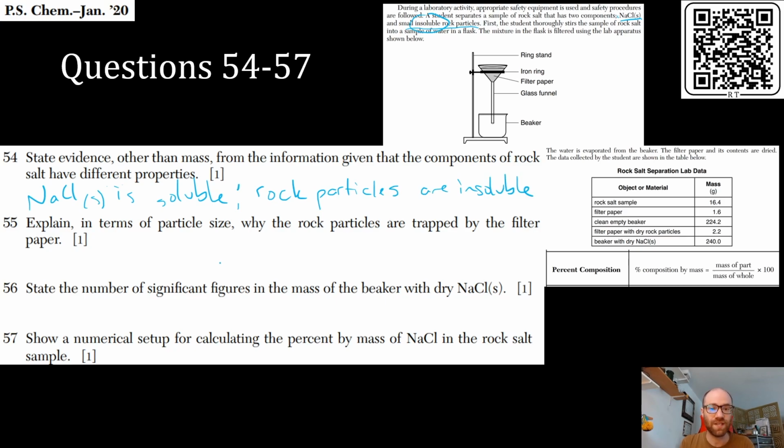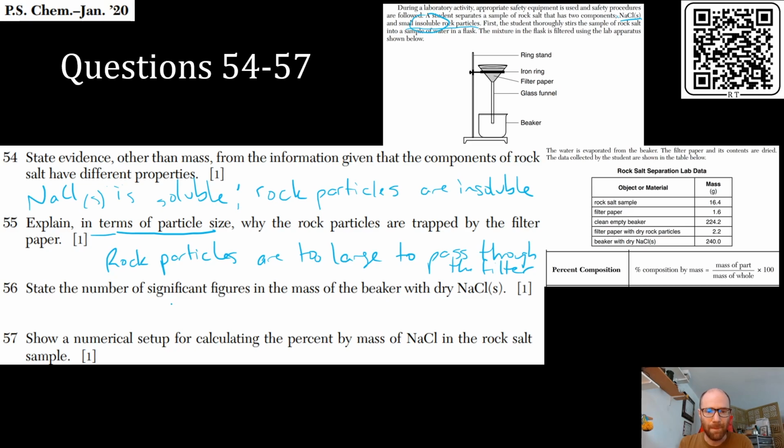In terms of particle size, why are the rock particles trapped? Well, if it says "in terms of," you'd better be mentioning that in your answer. The way filtering works is that you've got tiny pores in the paper, and if the particles are small enough to go through, they do, and if they're not, they're not. So they're too large.